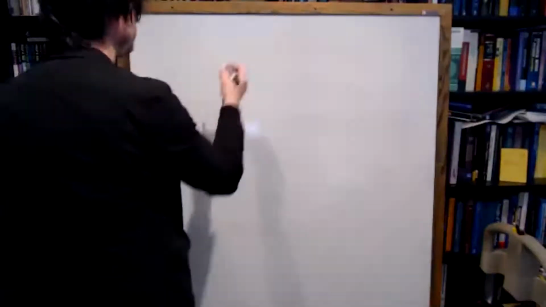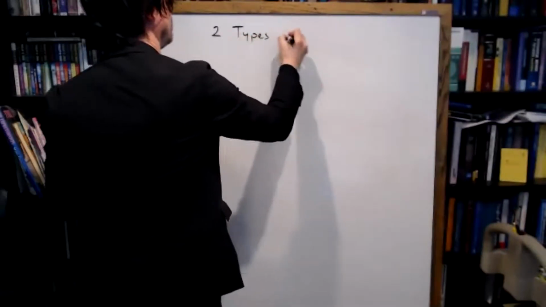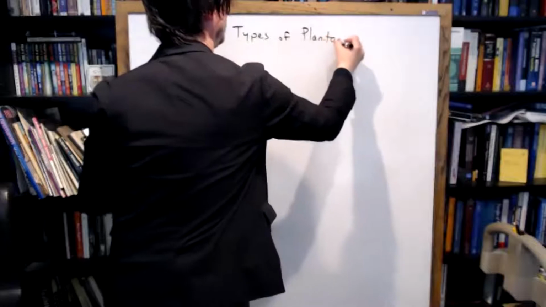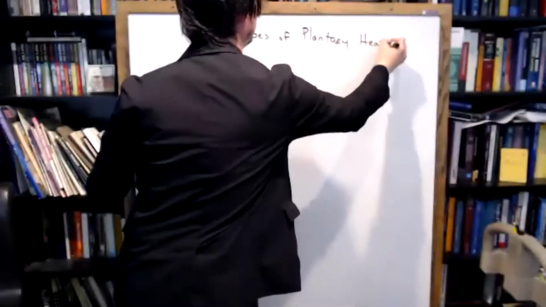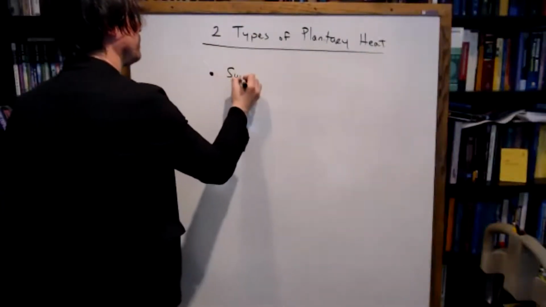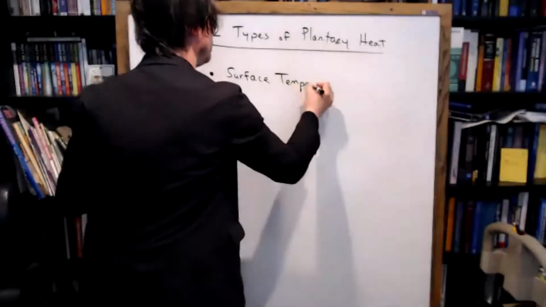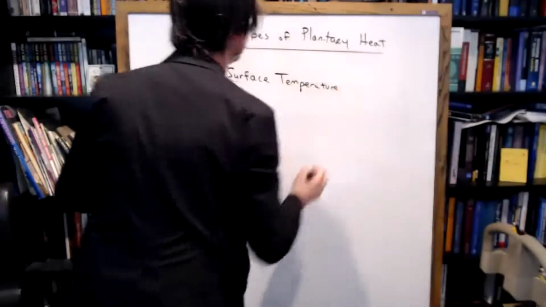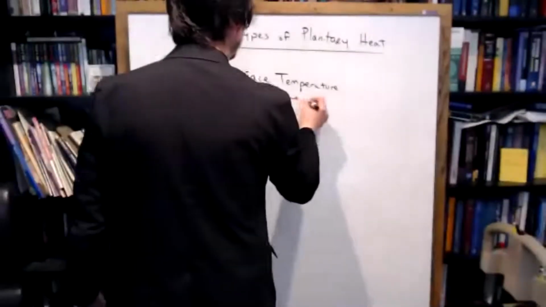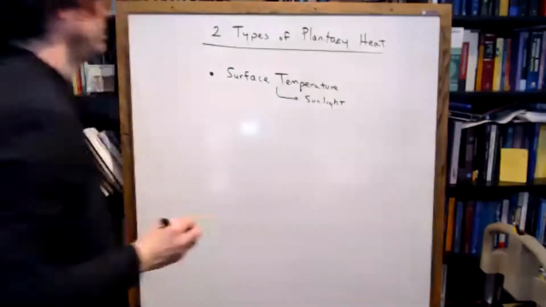So when we talk about planetary heat, we can think of two types of planetary heat. I'm not entirely using this term correctly, but that's okay. First, we can talk about the surface temperature. And the surface temperature at some level is ultimately caused by sunlight, solar energy heating the surface of a planet.